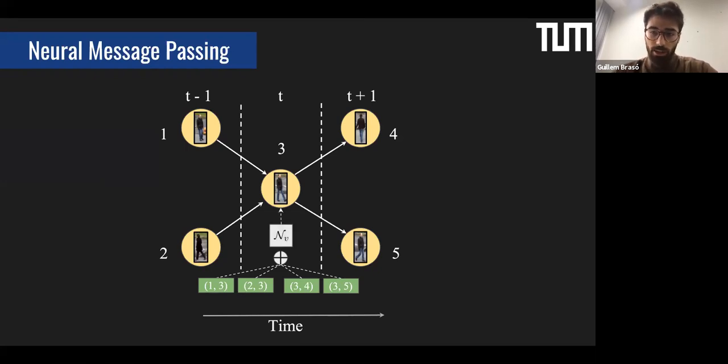And in general, this is how graph networks operate. You would take the aggregation of all the neighboring edge embeddings, add them together, feed them to another network here, this N sub v, and then get a new node embedding for that node. So this would be the vanilla node update.